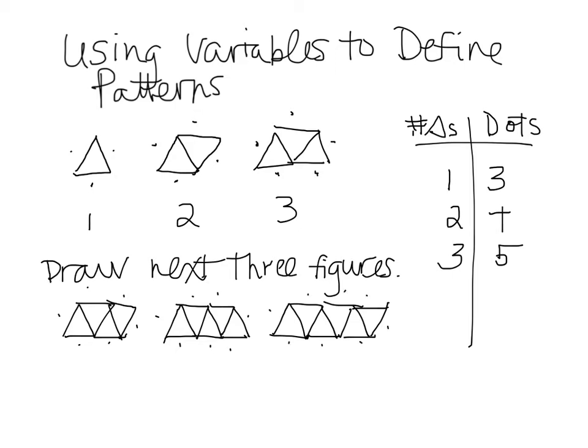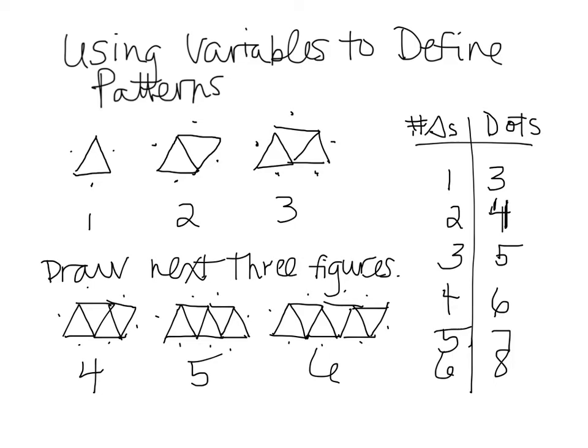Okay, so if I continue this pattern, 4 triangles has 6 dots, 5 triangles have 7 dots, 6 triangles have 8 dots. And I'm sure at this point you've all noticed that the out number is always going up by 1.